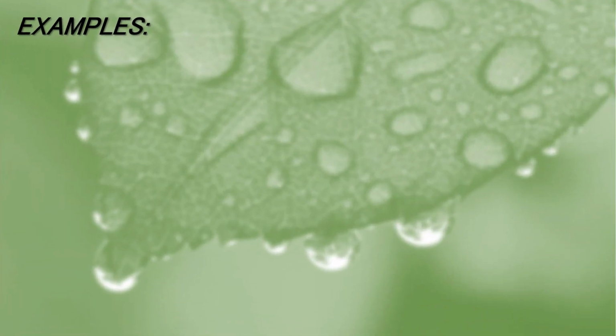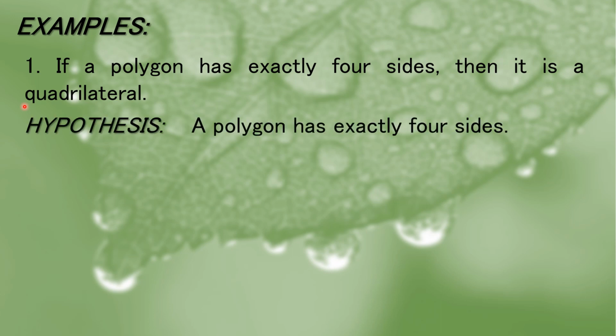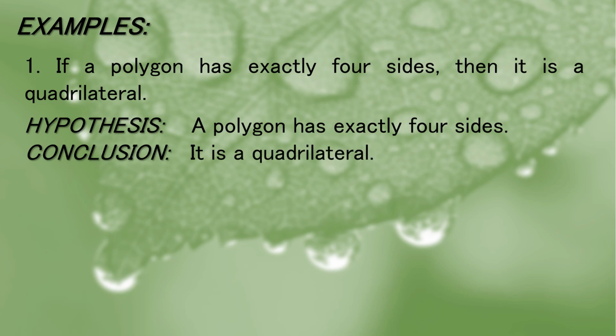So let's now have example number 1. If a polygon has exactly 4 sides, then it is a quadrilateral. Tandaan natin na yung if phrase ay yung ating hypothesis at ang then phrase naman ay yung ating conclusion. So dito sa ating unang conditional statement, the hypothesis is a polygon has exactly 4 sides dahil iyon ang ating if phrase, and ang ating conclusion is, it is a quadrilateral.